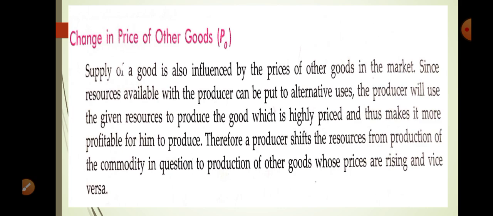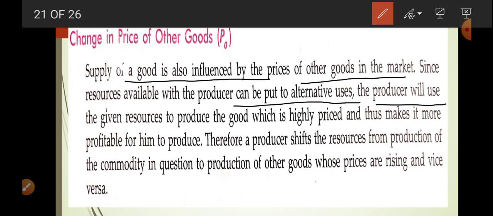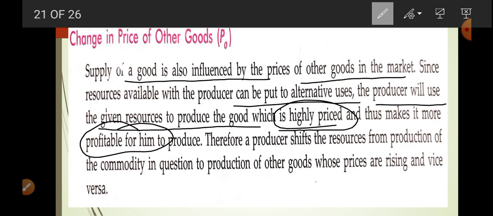So now, change in other prices. Supply of a good is also influenced by the price of other products. Here is one example. Look, a producer can use their resources in different ways. Producers will use their given resources for the good which is highly priced. The good whose price is high, they are ready to produce that good. Why? Because profit is going to be more.